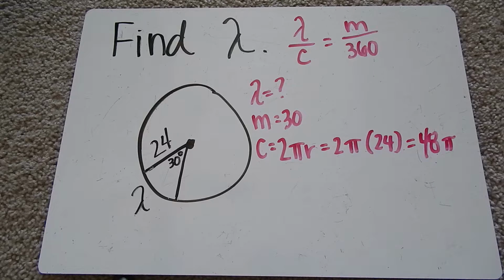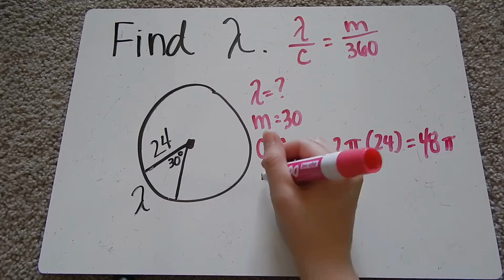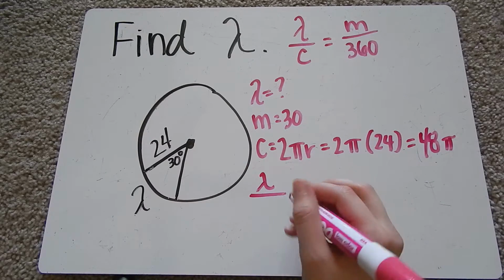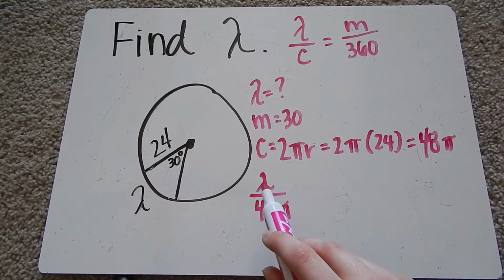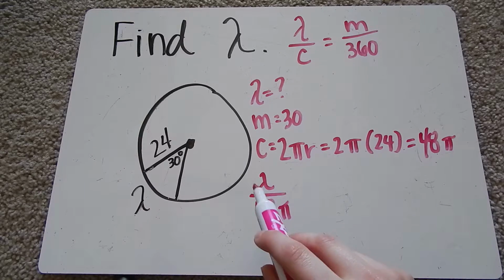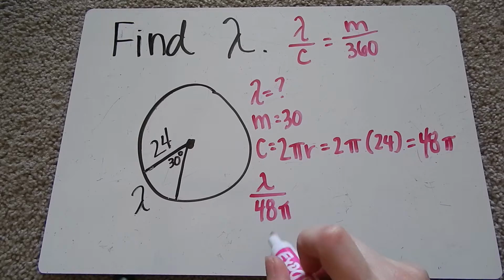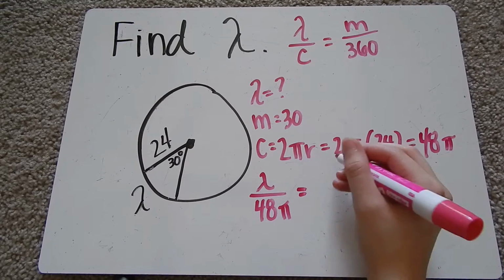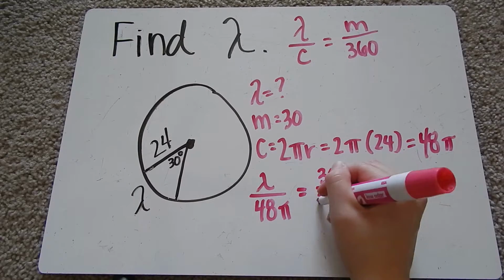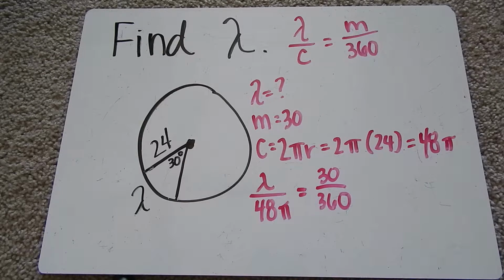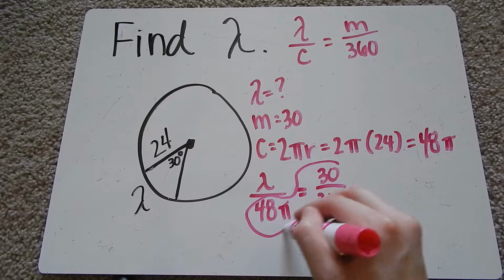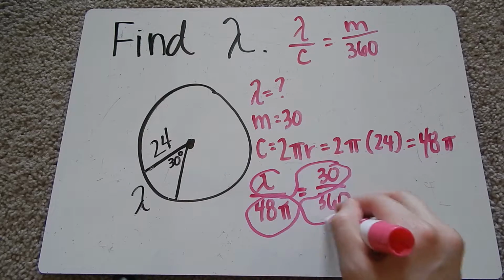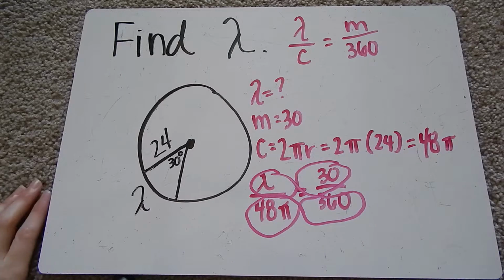Now let's set up our proportions. So we have lambda over circumference. Since lambda is what I'm solving for, it's going to stay lambda. I don't actually put in a value because I don't know it yet. Equals m, 30 over 360. Now all we need to do is cross multiply. So this is what we do when we have two proportions, we cross multiply.